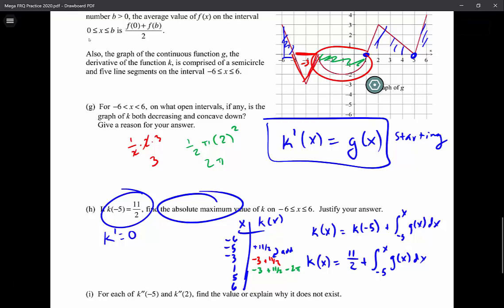Then the next one we would do this area and add it to the previous one, if that makes sense. Because we're starting at negative 5, we've already done this, so we're just adding on whatever we're doing next. This one's a lot of work.